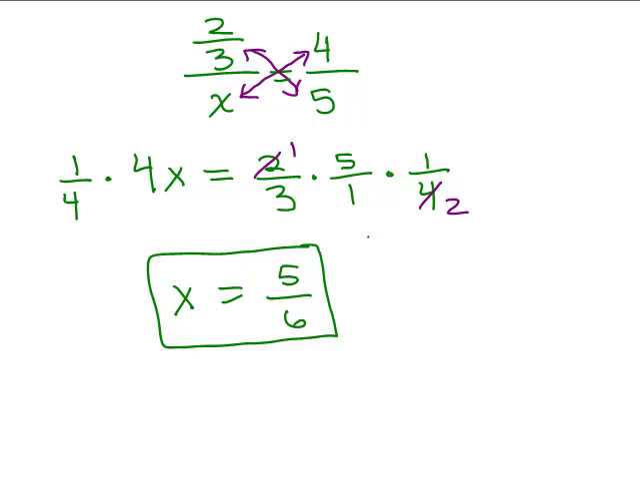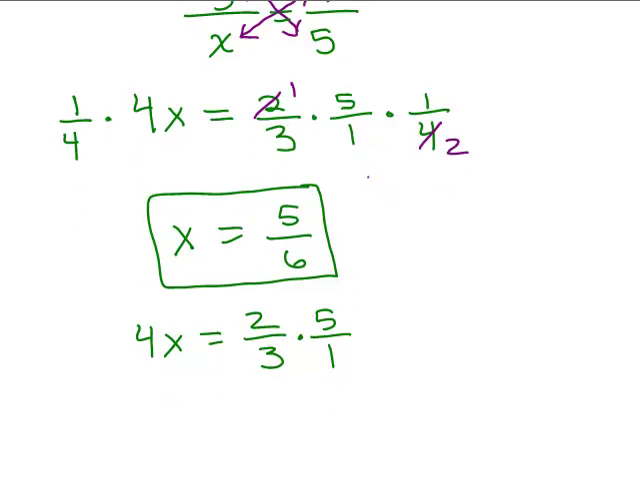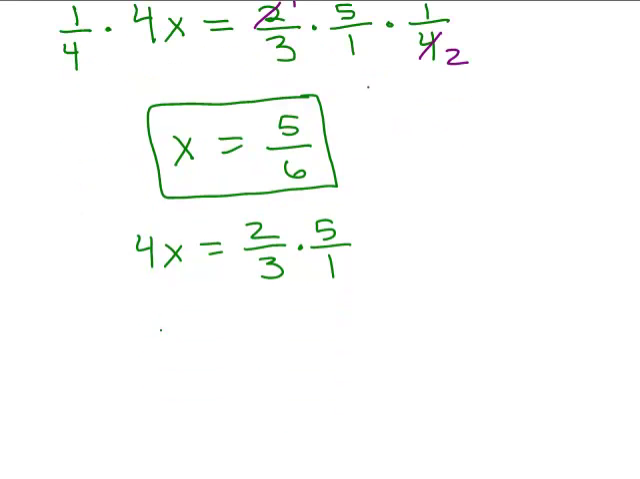Now that's one way of doing it. That isn't the only way to do it. How about if we had started out the same, writing the 4x equals 2/3 times 5. But let's say you went ahead and wrote this as 4x/1 equals 10/3. See what I did? I took the 4x and wrote it as 4x/1, because you can always write a whole number over 1. It's the same thing. And I did my multiplication.